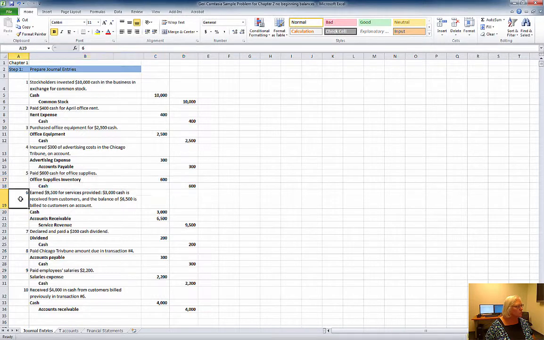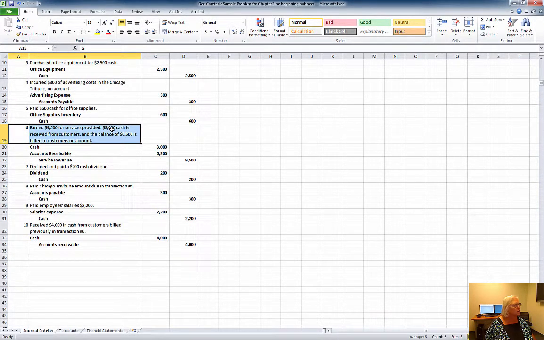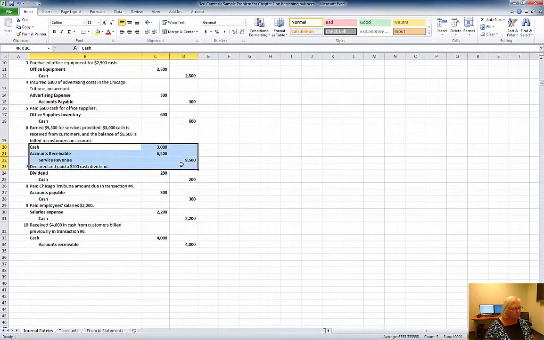Number 6, we earned $9,500 for services provided. $3,000 is cash received immediately from customers, and the balance of $6,500 is going to be billed to the customers on account, which means we have to set up an accounts receivable. So debit cash, the $3,000 we received, debit accounts receivable, the $6,500 we have not received, and credit the revenue of the $9,500 that we earned. Okay, cash, accounts receivable, and revenue, number 6.